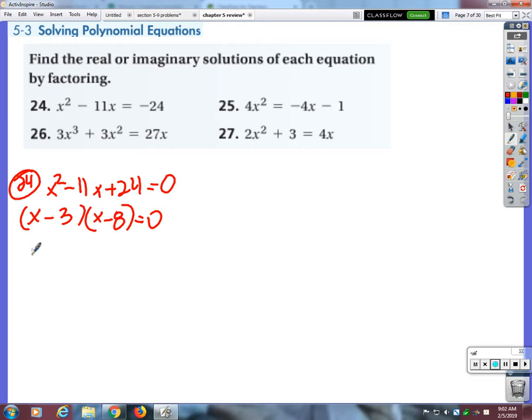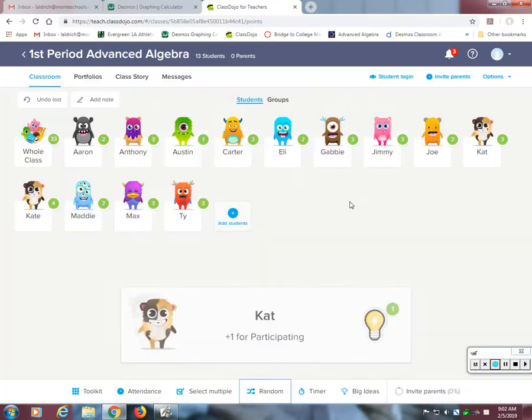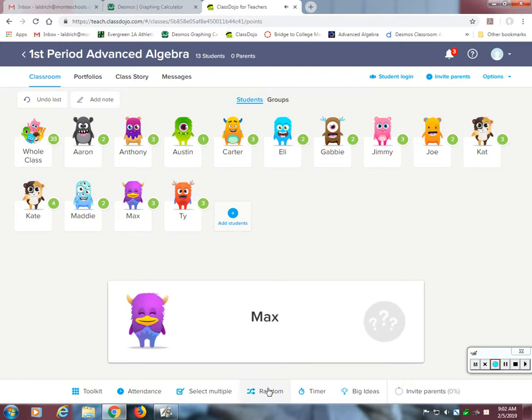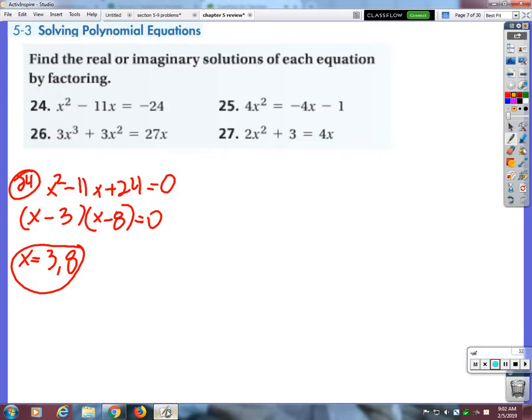Okay, so if x minus 3 equals 0, what does x equal? 3. And if x minus 8 equals 0, then x equals 8. Okay? Alright, so that wasn't so bad. That was pretty standard. Fingers crossed. Let's hope that continues. Alright, Max, here you are.